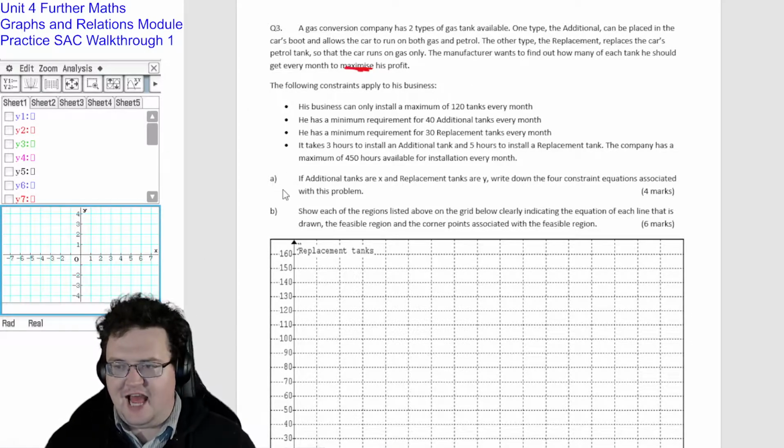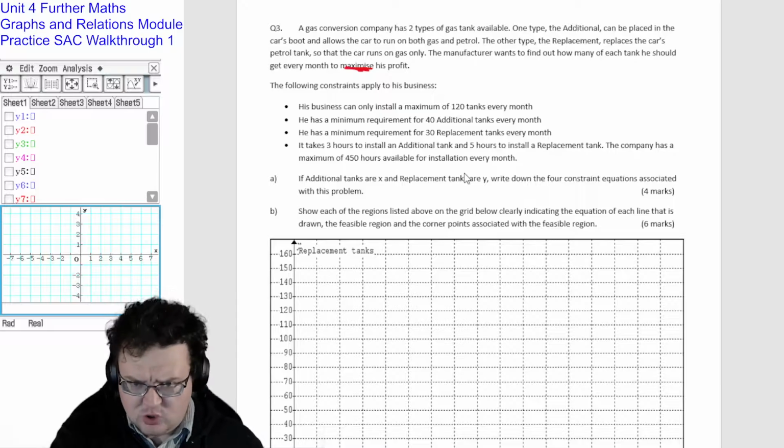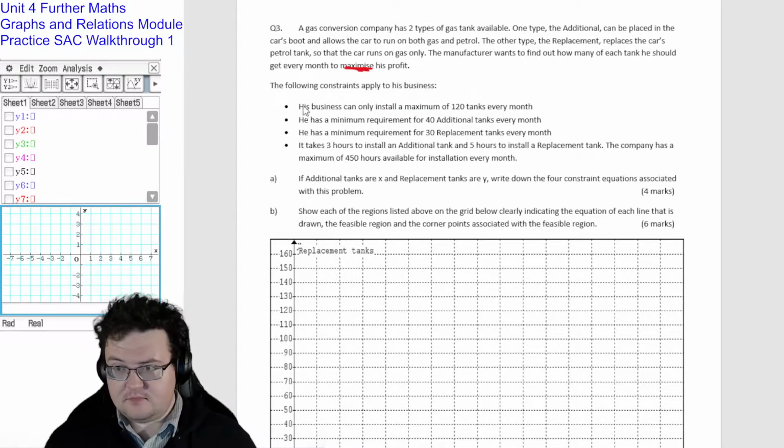So the first question A says, if additional tanks are X and replacement tanks are Y, write down the 4 constraint equations associated with this problem. Now, the reason why I've not read over this bit first is because I need to know what sort of language the questions are expecting. So the questions down here say additionals are X and replacements are Y. So when I think about that, I'm going to use X's and Y's to represent what's going on here.